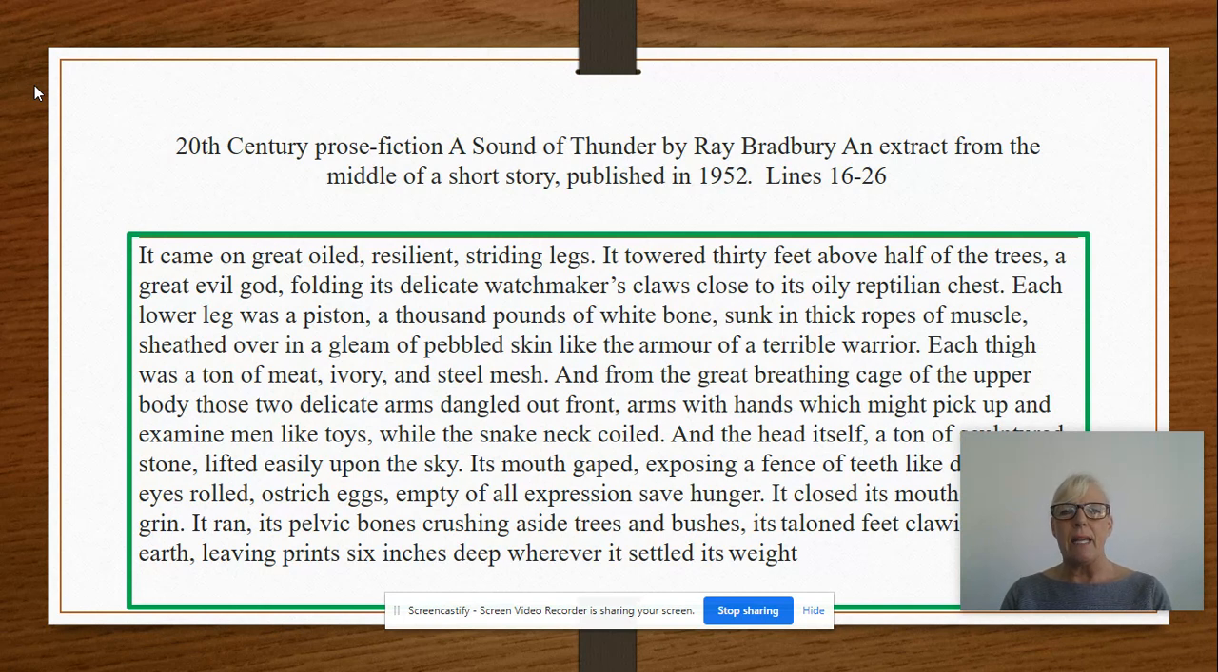Its mouth gaped, exposing a fence of teeth like daggers. Its eyes rolled, ostrich eggs, empty of all expression save hunger. It closed its mouth in a death grin. It ran, its pelvic bones crushing aside trees and bushes, its talon feet clawing at the earth, leaving prints 6 inches deep wherever it settled its weight.